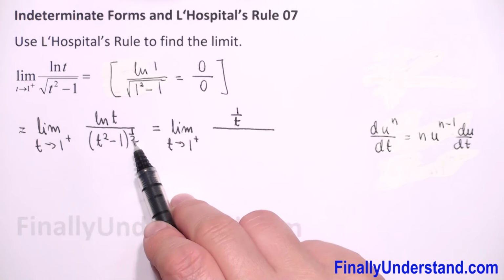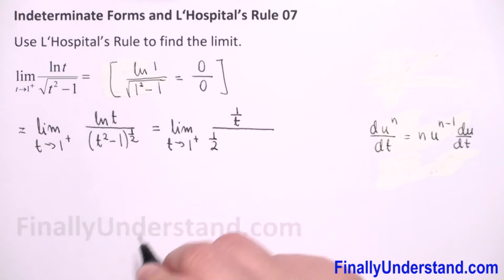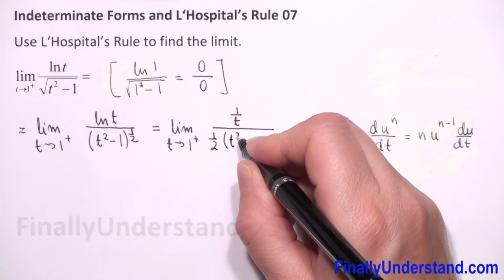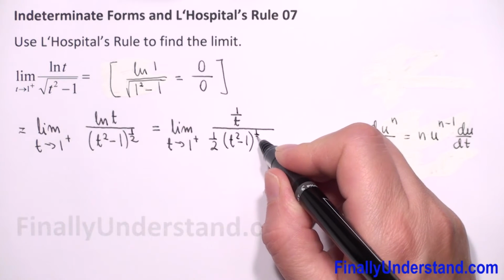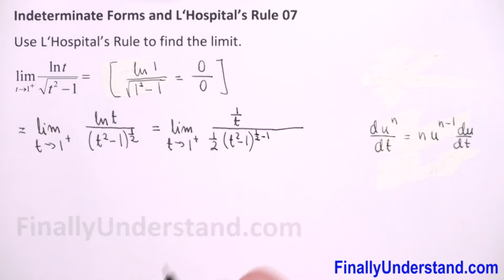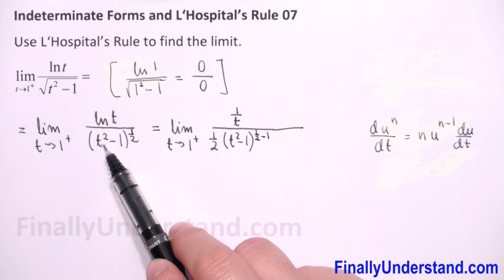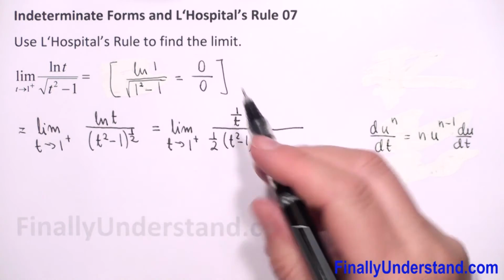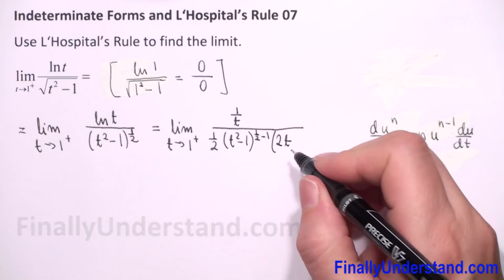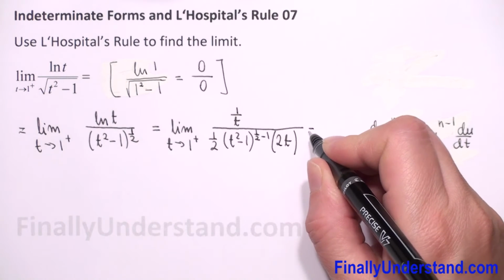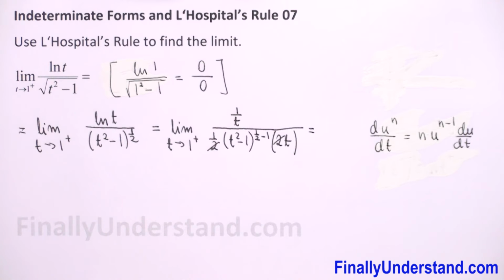So first we have to take down the power. So we have 1/2 times t squared minus 1 to power 1/2 minus 1 times derivative of function which is inside. Inside we have t squared minus 1. Derivative of t squared is 2t. Derivative of 1 is 0, so we don't have to write. This is equal 2 and 2 we can reduce.